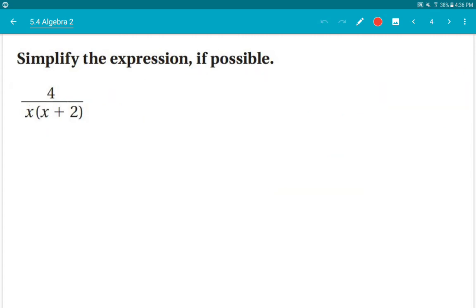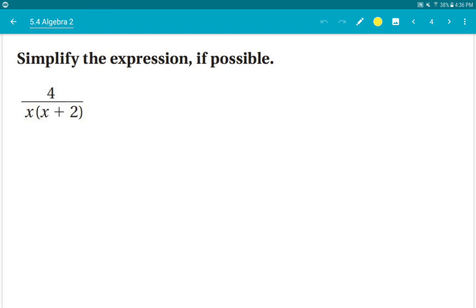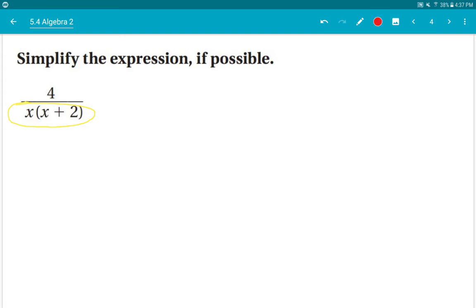Okay, next one. Here we have 4 over x times x plus 2. Now here, if you notice, in the numerator, all we have is 4, and in the denominator, it's already factored for us. So we don't need to factor anything for this one. We just have to determine, is it simplified, or can we simplify anything in this particular fraction? Now the answer is that it's already simplified.